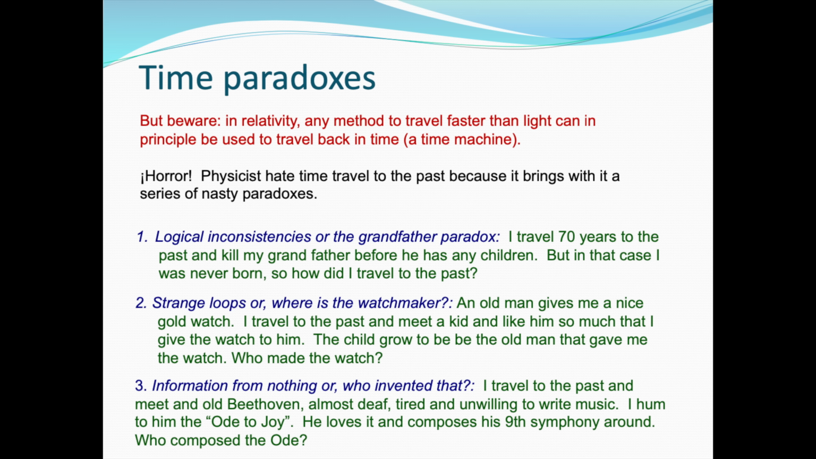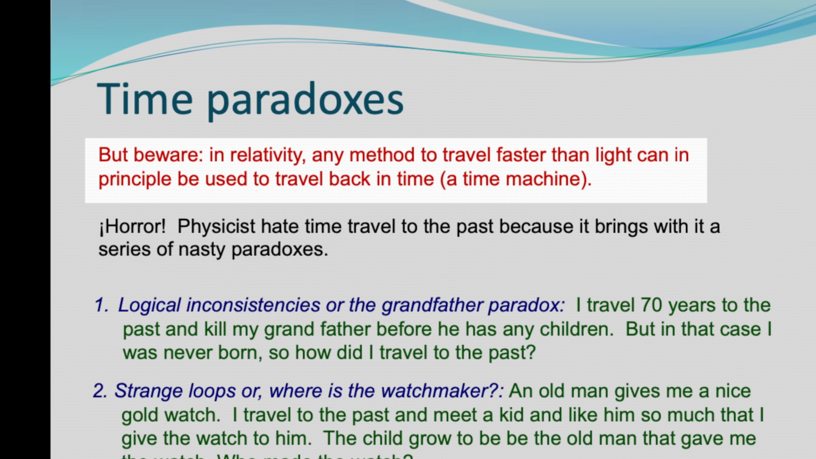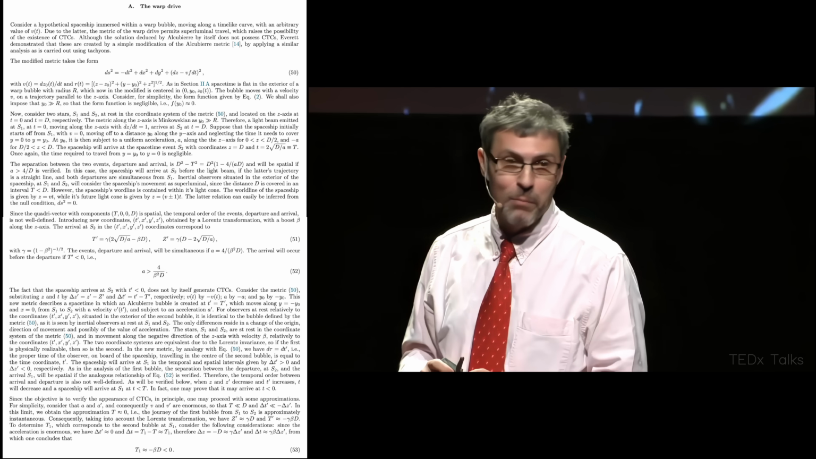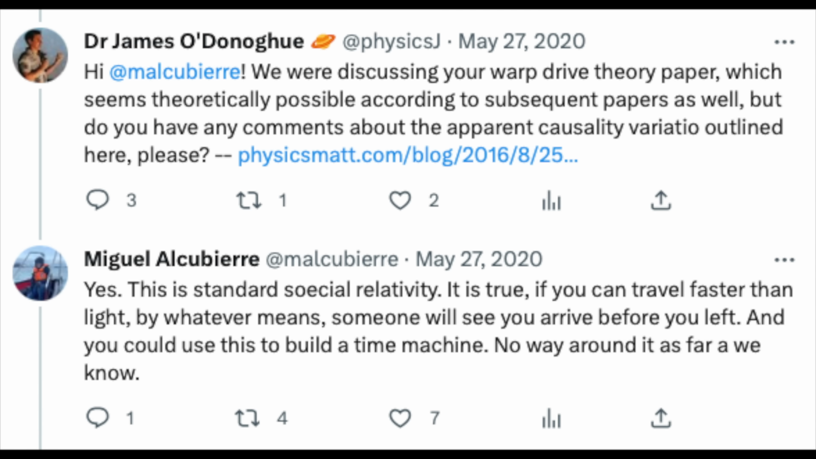Similarly, he stated in his lecture slides on the topic, "Beware, in relativity, any method to travel faster than light can in principle be used to travel back in time, a time machine." Further, he included a derivation proving this point in his 2017 follow-up paper, and he has stated the same thing on Twitter in interactions with other scientists. So sadly, yes, our current understanding is that closed timelike curves appear to be an unavoidable feature of FTL travel.